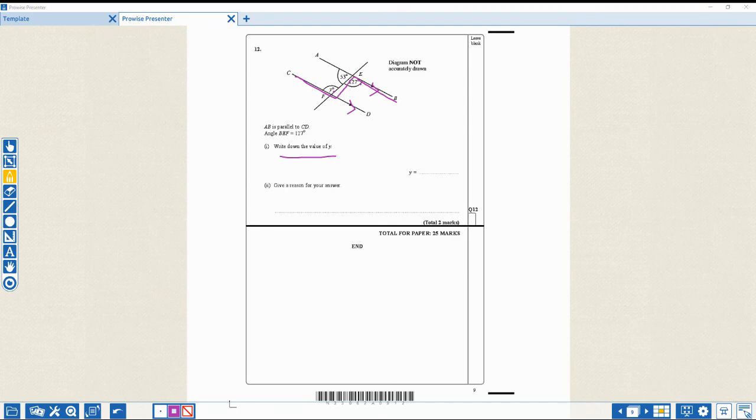When you've got parallel lines and a line goes between them, we can do a z angle, which means 127 and y are the same. So y is 127 degrees, and the actual reason there is alternate angles, not z angles. Because the angles are on the alternate side of the line which separates the parallels. Okay?